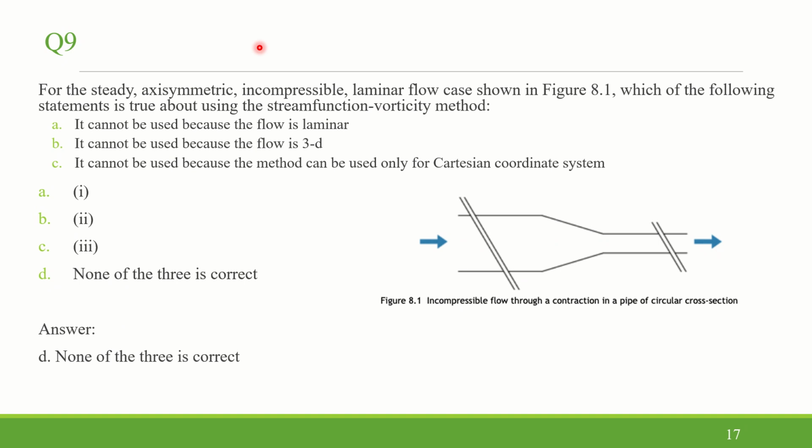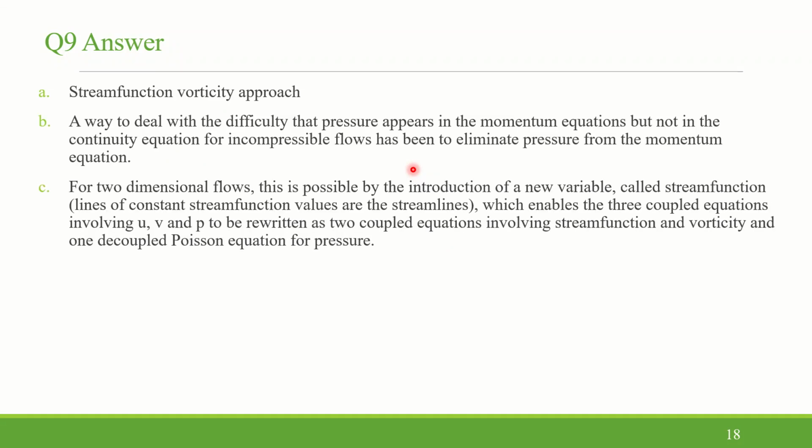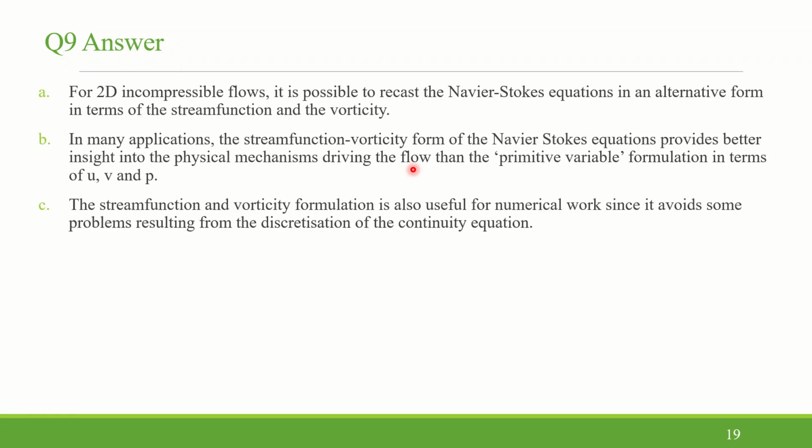So this is false. The stream function vorticity approach can be used for the laminar flow, and it can be used for this system, because even though the system is 3D, we are considering the axisymmetric assumption. So it can be used for this coordinate system as well. So now that is for question 9.